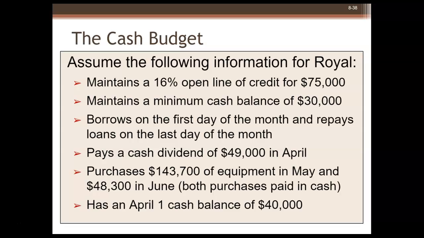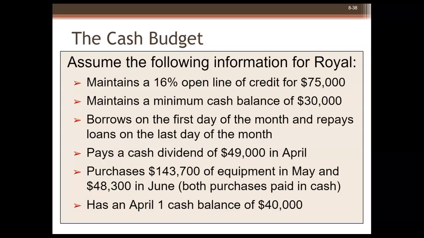They have to maintain a minimum cash balance of $30,000. We want to make sure they have cash available at the beginning of the next month. So minimum cash balance of $30,000. It's assumed that we borrow on the first day of the month and repay on the last. That's going to help with some of the math for calculating interest.